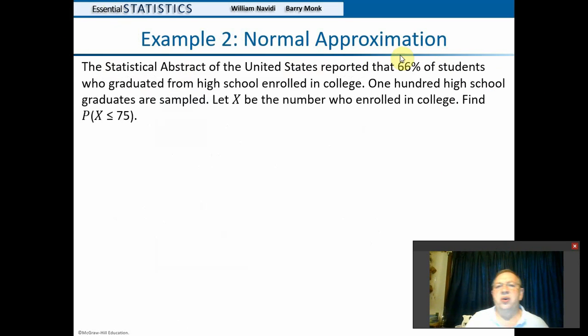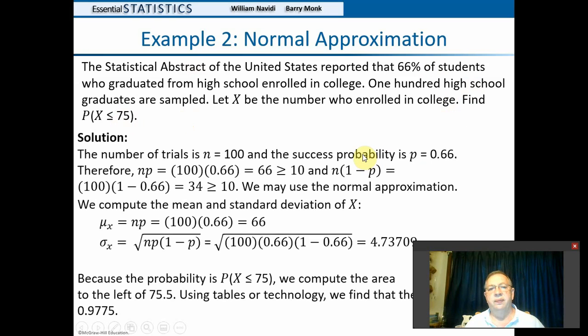So let's do another approximation. The Statistical Abstract of the United States reported that 66% of students who graduated from high school enrolled in college. 100 high school graduates are sampled. Let X be the number who enrolled in college. Find the probability that X was less than or equal to 75. So this is 0, 1, 2, 3, all the way up to 75, the probability of any one of those versions would work.